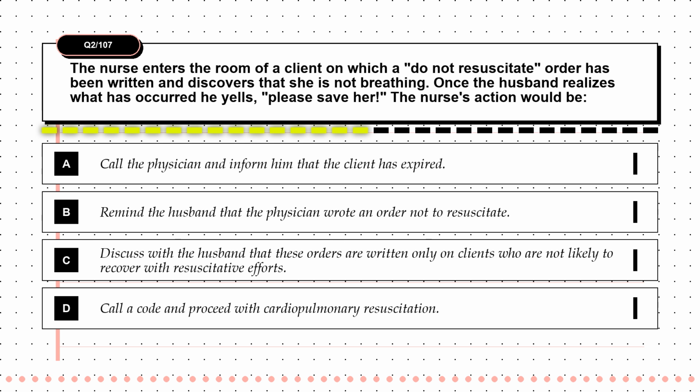Option A. Call the physician and inform him that the client has expired. Option B. Remind the husband that the physician wrote an order not to resuscitate. Option C. Discuss with the husband that these orders are written only on clients who are not likely to recover with resuscitative efforts. Option D. Call a code and proceed with cardiopulmonary resuscitation.